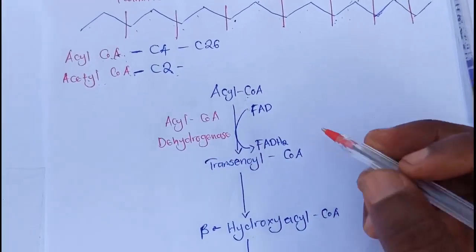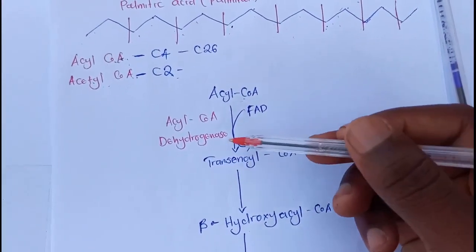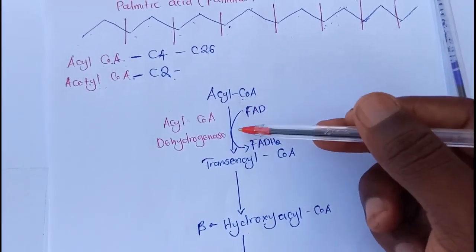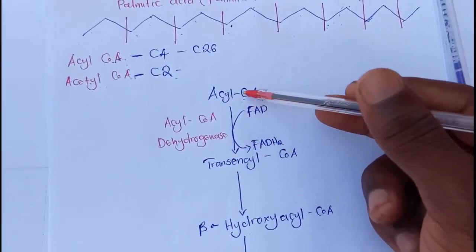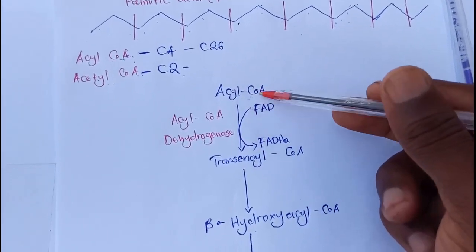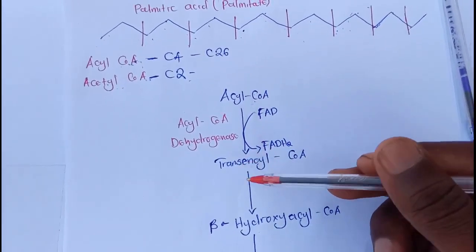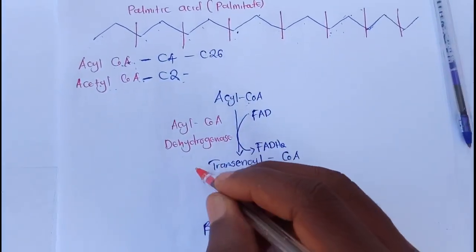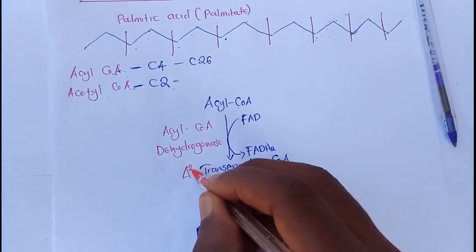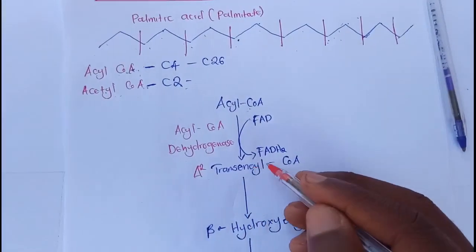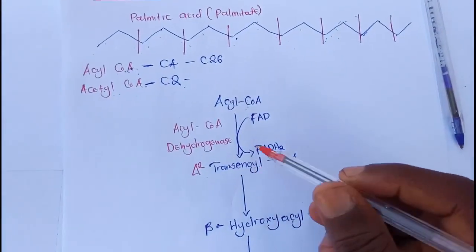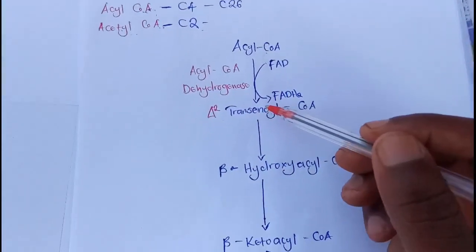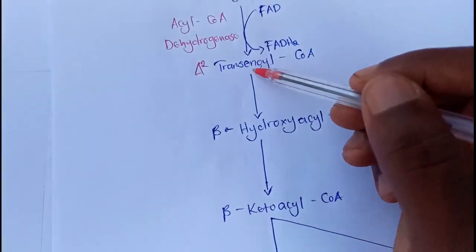All right, nice. Now, with the removal of 2 hydrogens from acyl CoA, we form trans-enoyl CoA. In other books or sources, you'll find it written like that, trans-enoyl CoA. That's what we have formed from the first step. All right, so that's our product, and in the next step, our product will be our substrate.